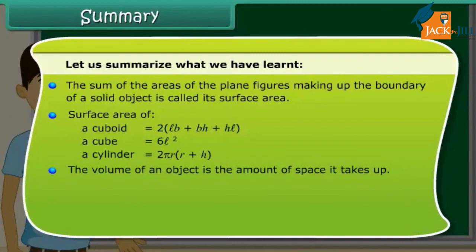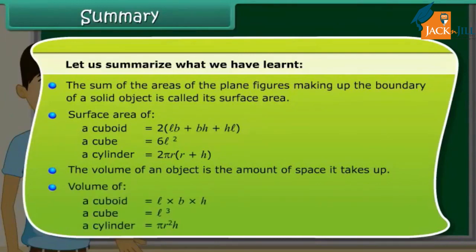The volume of an object is the amount of space it takes up. Volume of a cuboid is equal to L into B into h. Volume of a cube is equal to L cube. Volume of a cylinder is equal to pi r square h.